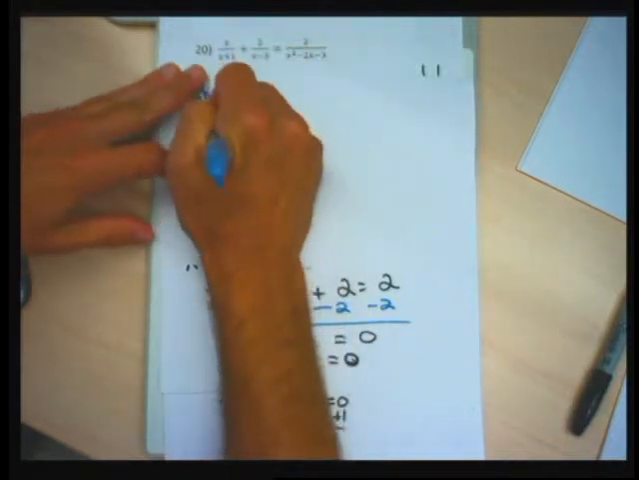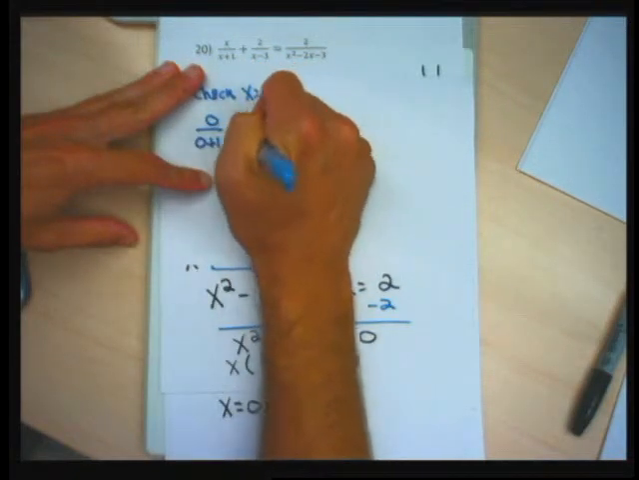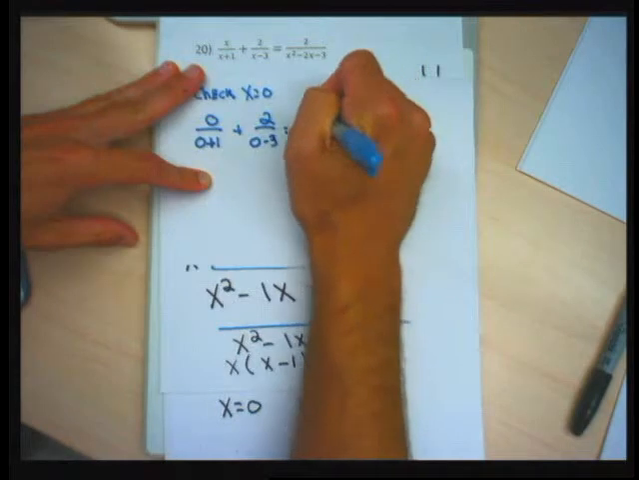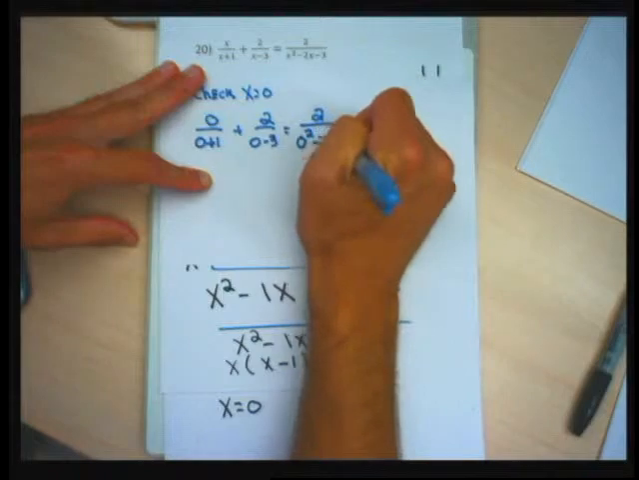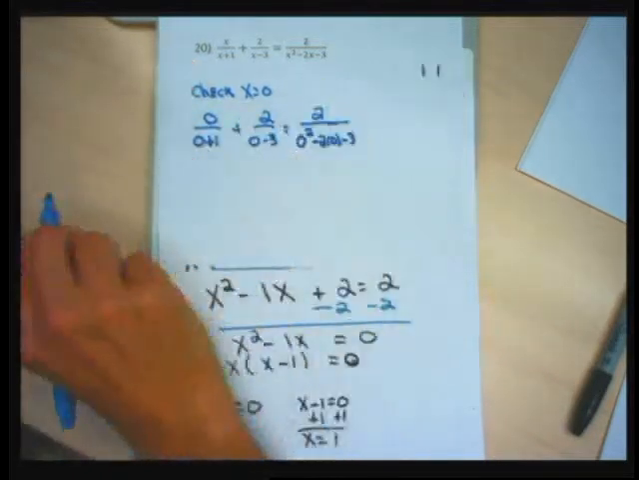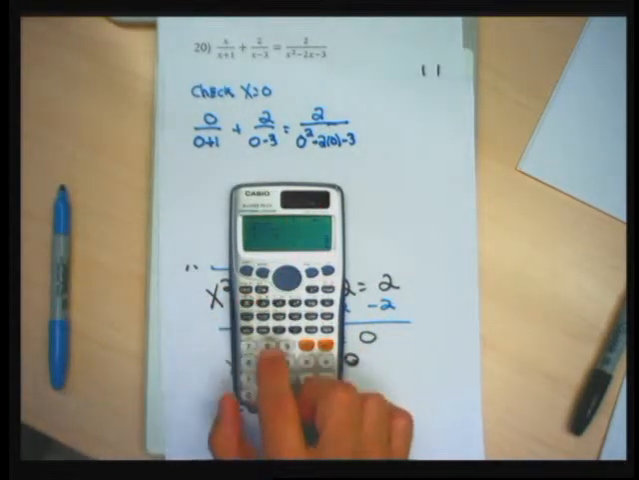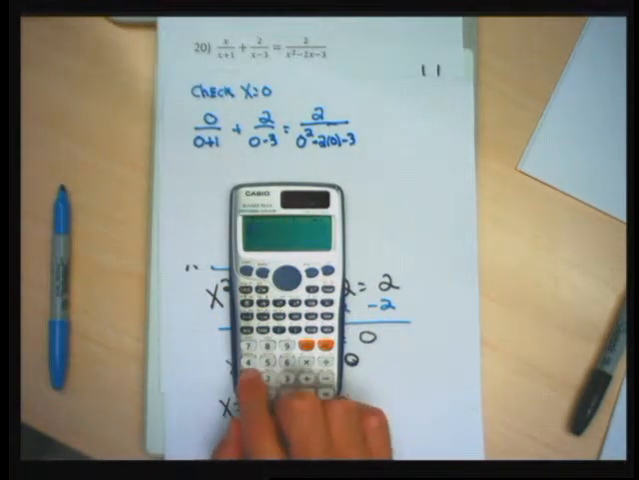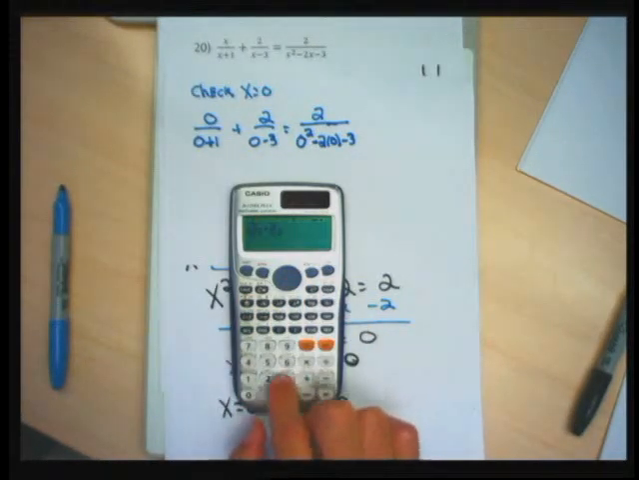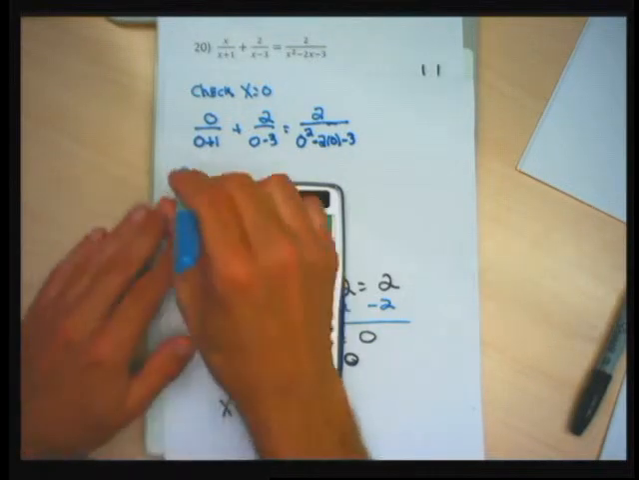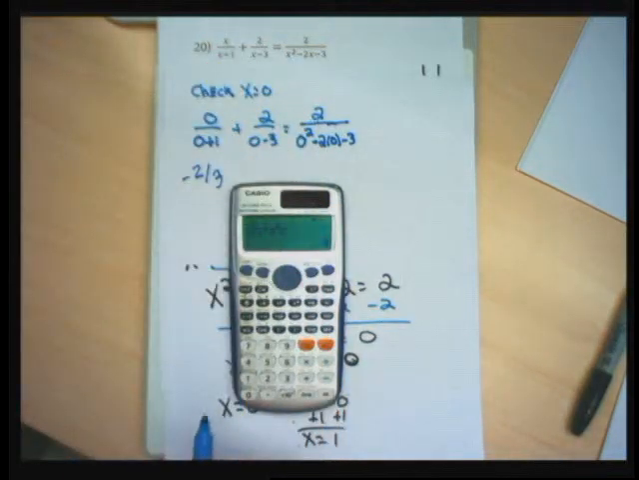I need to go 0 over 0 plus 1 plus 2 over 0 minus 3 equals 2 over 0 squared minus 2 times 0 minus 3. So that has to be a true statement. I have to do each side separately. So I'm working on the left side now. 0 over 0 plus 1 plus fraction 2 over 0 minus 3. Left-hand side reduces to negative 2/3. For my answer to be correct, the right side has to become negative 2/3, and it will.